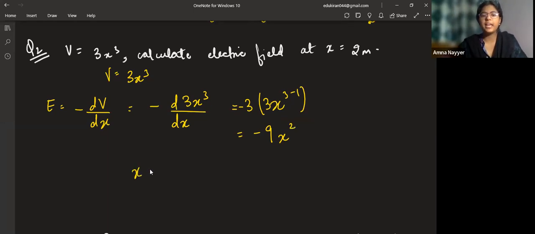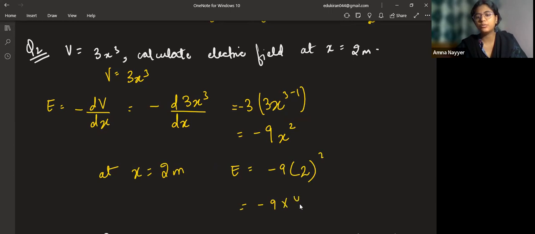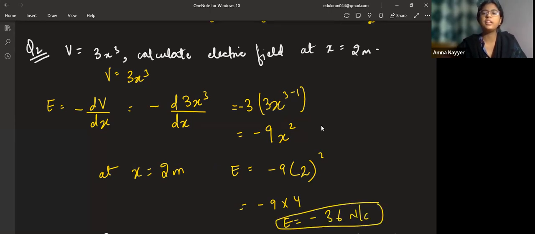Now value of x is given to us. Value of x is already given to us as 2 meters. So at x is equal to 2 meters, electric field will become minus 9 into 2 square. So that becomes minus 9 into 4, which is minus 36. Electric field is Newton per coulomb. You can write volt per meter, any unit of electric field you can use.